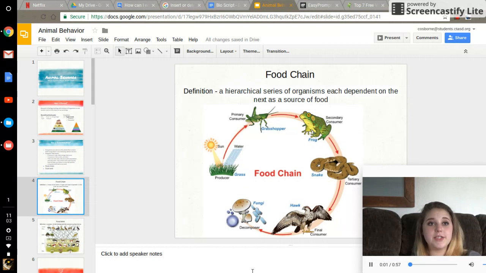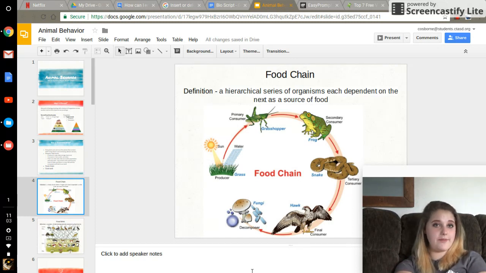A hierarchical series of organisms displaying the flow of energy through an ecosystem is called a food chain. Food chains start with the main provider of all energy on Earth, the sun. The next link is almost always some sort of plant life. This is because plants are able to use light energy from the sun and turn it into food, which for the plant is sugar. This is done using a process called photosynthesis.